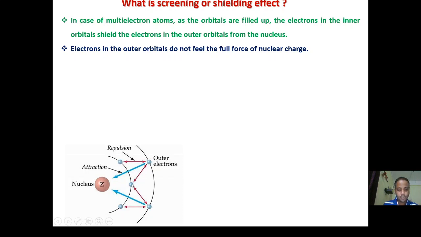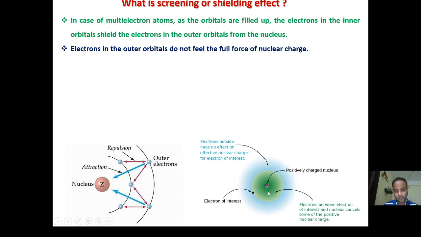It is seen that this inner electron is repelling the outer electron. Similarly, this outer electron can also repel the inner electron, but this magnitude is very less. So, in our study, we will not consider this factor, and even in books it is not considered. Inter-electron repulsion means simply the repulsive force felt by the outer electrons due to the presence of the inner electrons.